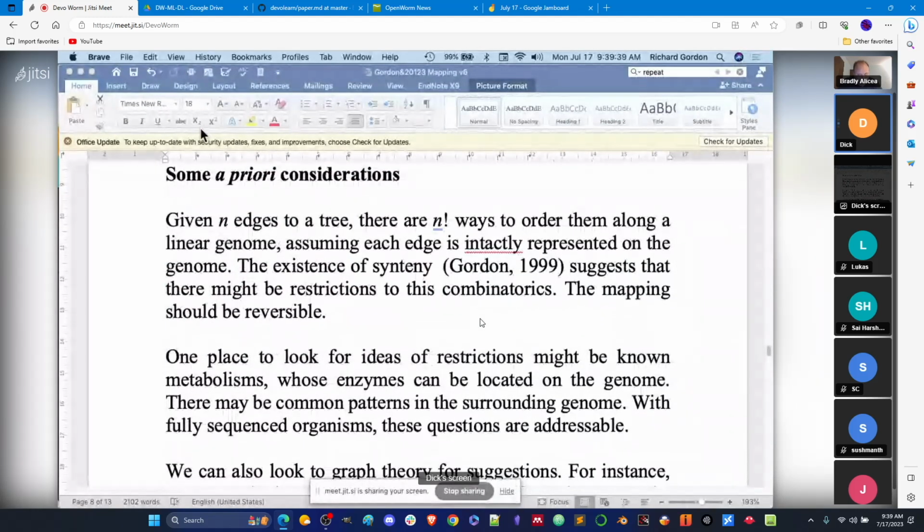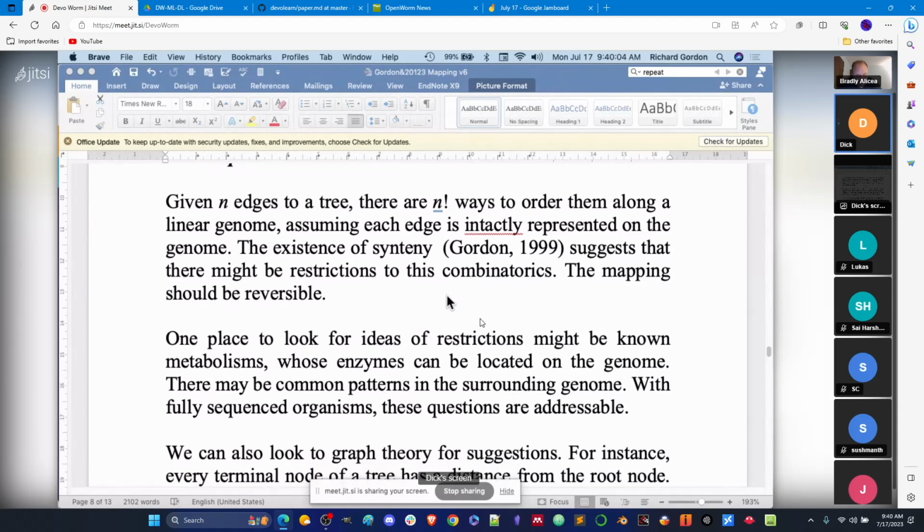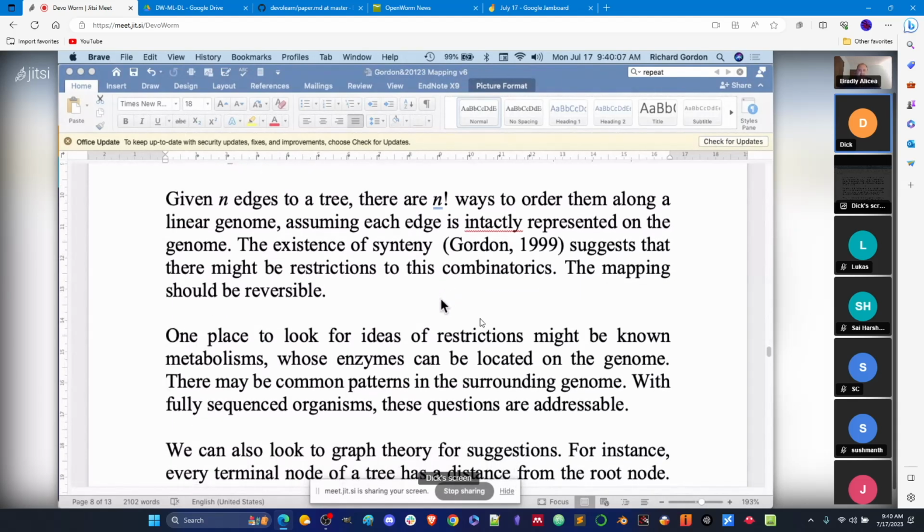Suppose we have n edges to a tree. Then there are n factorial ways of ordering them along a linear genome. This is on the assumption that each edge is retained intact on the genome. In other words, if they're split, it could be worse. Now, are you familiar with synteny? Yes. Okay, so I'm suggesting that synteny implies there might be some restrictions to this combinatorial problem. Right. But I'm not sure how you'd use it.